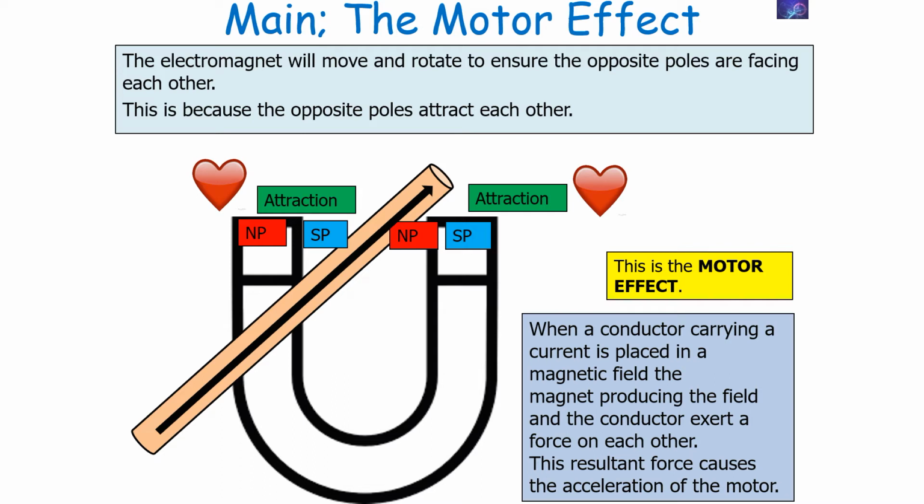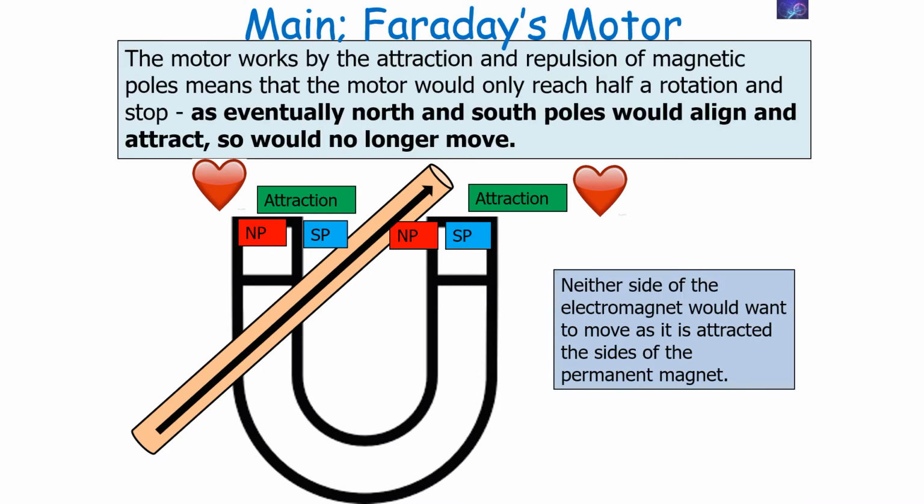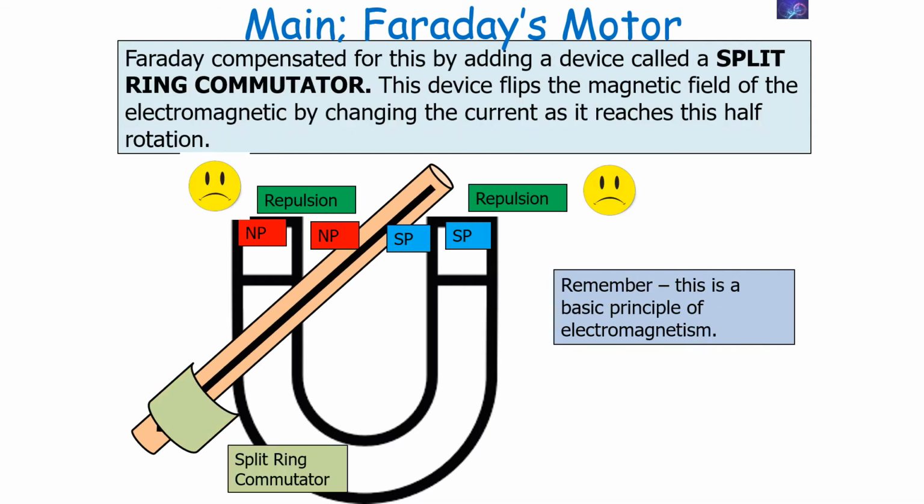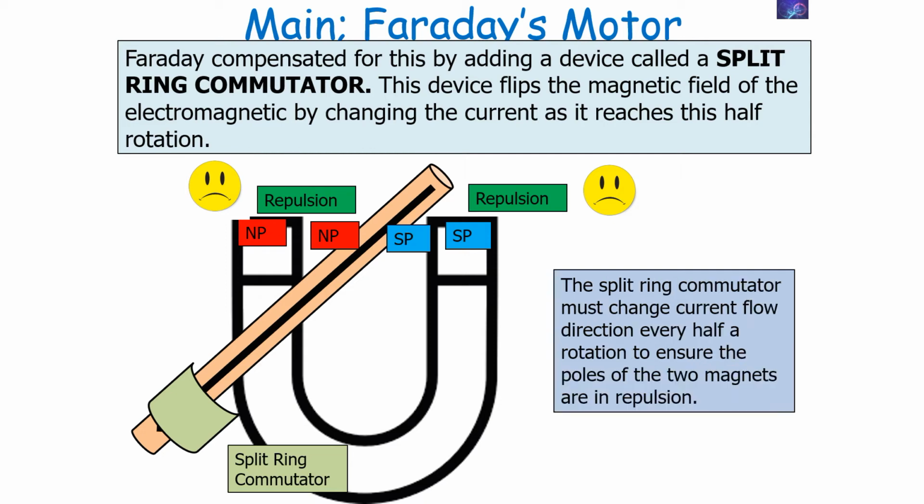However, when you achieve north and south pole aligning with each other from the electromagnet and the permanent magnet, neither side of the electromagnet would want to move because it's attracted to the sides of the permanent magnet. So eventually when the north poles and south poles align and attract, your coil would no longer move. So what we do is we compensate for this by adding a device called a split ring commutator. Now this device flips the magnetic field of the electromagnet by changing the current as it reaches half a rotation. So the split ring commutator must change current flow direction every half a rotation to ensure the poles of the two magnets are always repelling each other.